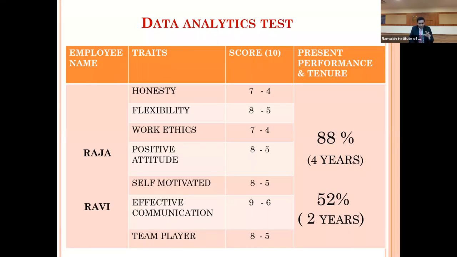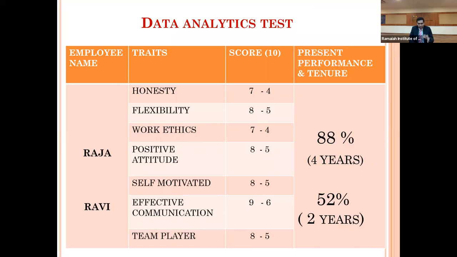Just kindly see the scores of both Mr. Raja and Ravi. Raja scored brilliantly well compared to Mr. Ravi. Since Raja scored very well, his tenure and present performance are really very good compared to Ravi. As Mr. Ravi did not perform very well, his tenure was also very poor. He left the organization 2 years back, and his contribution to the organization was only 55%.